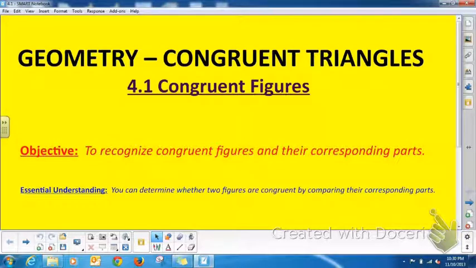Hi, welcome to Geometry, Congruent Triangles. This is section 4.1, Congruent Figures. The objective of this lesson is to recognize congruent figures and their corresponding parts. Your essential understanding is that you can determine whether two figures are congruent by comparing their corresponding parts.